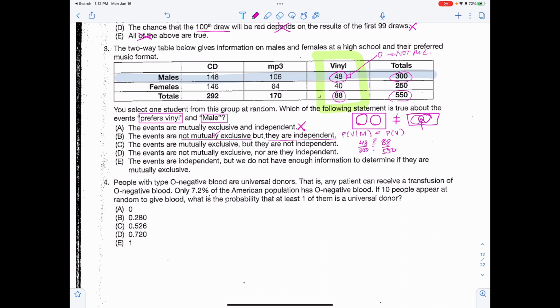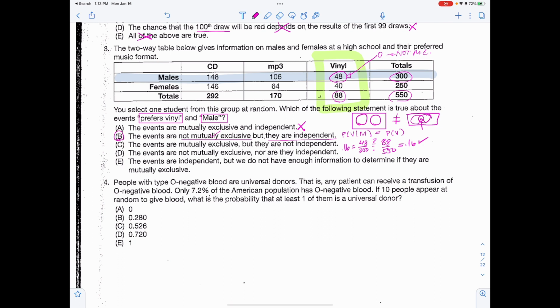If those are true, then they are independent, and B is a good answer. So we're going to say 48 divided by 300 is equal to 16%, and 88 divided by 550 is also 16%. So yes, indeed, they are independent. So B is true.